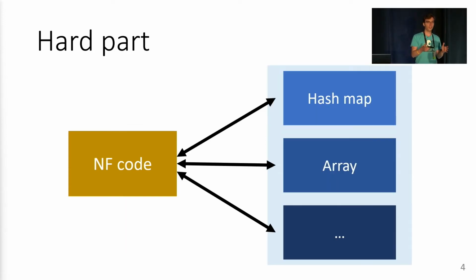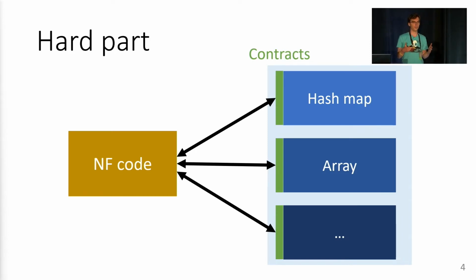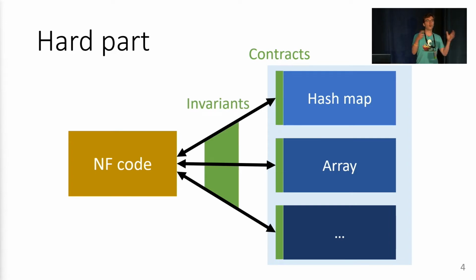And the hard part is how this code is going to interact with the data structures. So for instance, a piece of network function code might interact with a hash map and an array. And those data structures have contracts which specify how they must be used for correctness. For instance, indexing into an array requires an index that is less than the length of the array. And we also have to infer invariants across those data structures based on how the network function code uses them. So those invariants are not explicit, they are implicit, but we must infer them to avoid false positives.